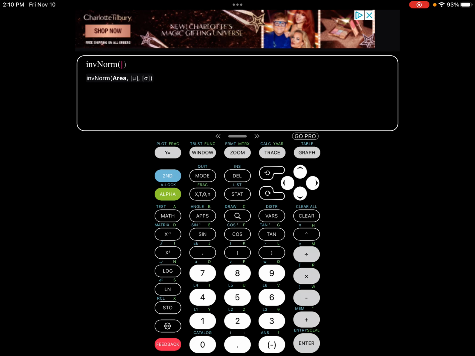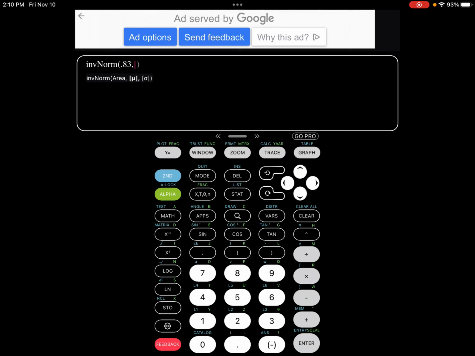So 0.83 is the area, has to be put in as a decimal. 3 is the average. And 0.5 is the standard deviation, just like before. And we'll hit enter. And remember, this is not a probability answer, right? So the answer we're getting is an element within the data set, in this case, 3.477, is this number right here.